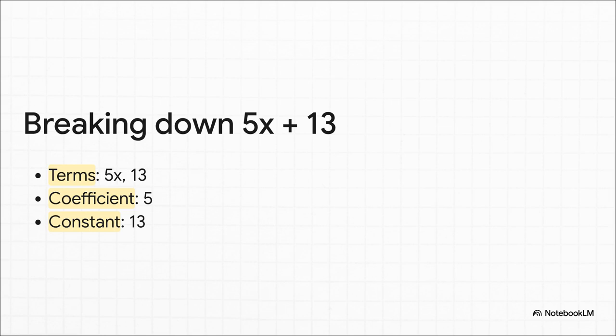That's the numerical factor of a term that contains a variable. Right here, that's the 5 multiplying our x. And finally, the constant, the number 13 standing confidently all on its own, never changing its value. Honestly, it's exactly like identifying nouns, adjectives, and verbs.